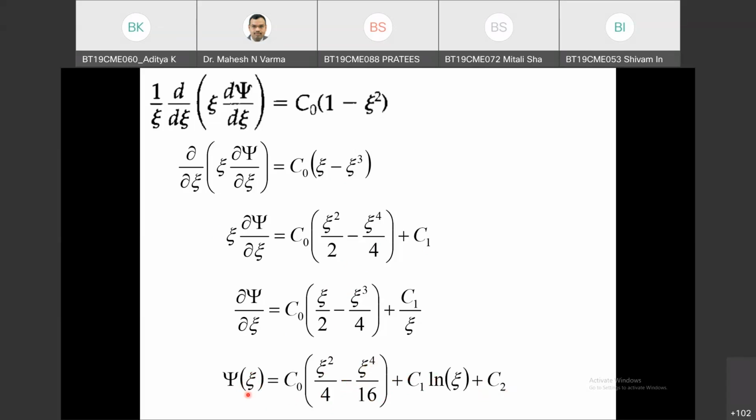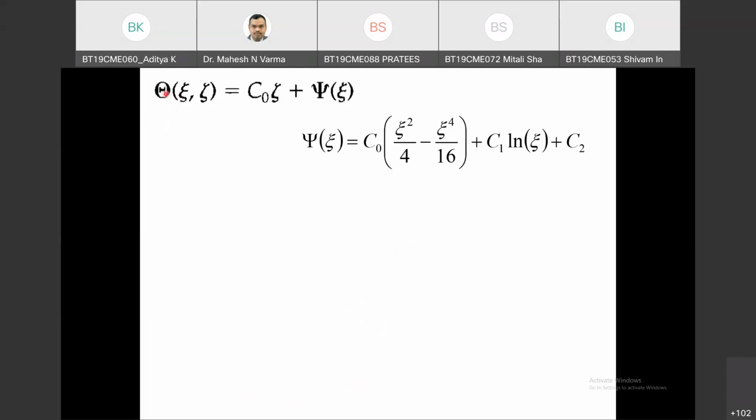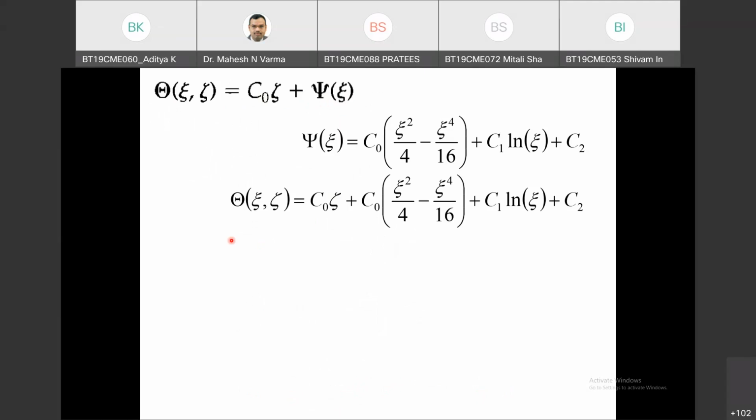Okay, this is psi of epsilon. And what is my theta? Theta is C0 zeta plus psi of epsilon. So this is my temperature profile. This temperature profile, theta, will be equal to C0 zeta plus C0 epsilon square by 4 minus epsilon raised to 4 by 16 plus C1 ln epsilon plus C2.